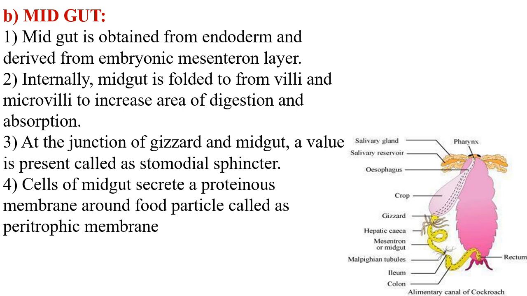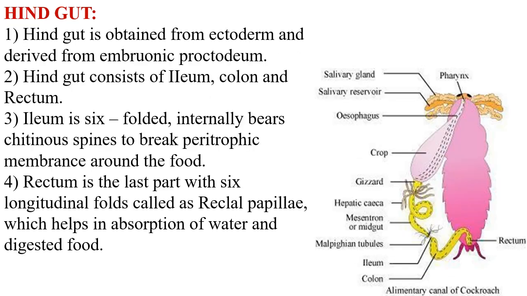The cells of the midgut secrete a proteinaceous membrane around the food particle, and that is called the peritrophic membrane. Now this is a unique feature of cockroaches. Whatever food material is coming from the foregut and enters into the midgut will be packed. It will be surrounded by a proteinaceous membrane, and obviously that is referred to as the peritrophic membrane.